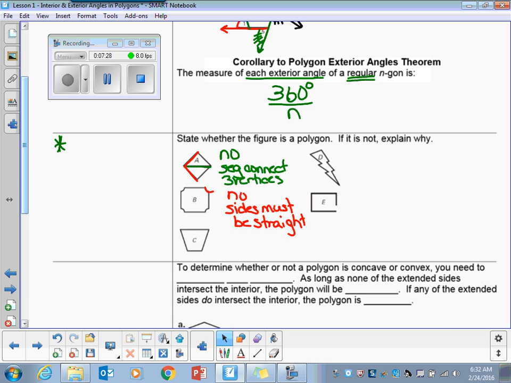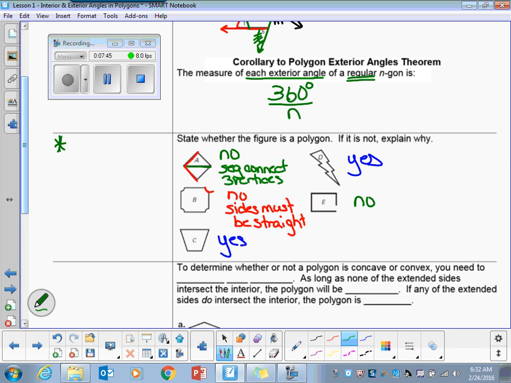All right, letter C looks good. That even looks like a trapezoid to me. Okay. Letter D, everything's straight, no curves, no lines through the inside, no gaps. There's another yes. Letter E, that's a big old no. Can't have the gap. Sides must connect.